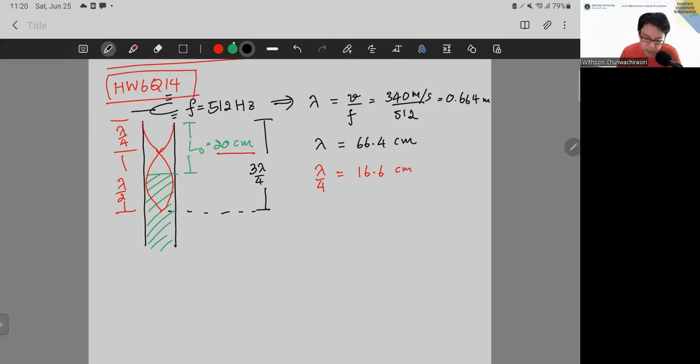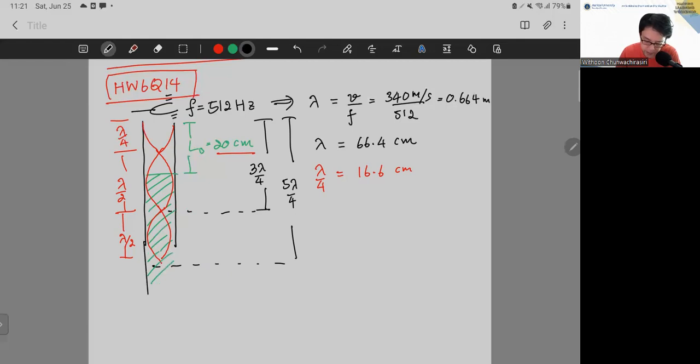And of course, you can keep lowering down the water level. You're going to have to add an extra lambda over 2, another loop, for you to be able to hear the next loud sound. And that will be when it's reached 5 lambda over 4 down here. Does that make sense now? I hope.